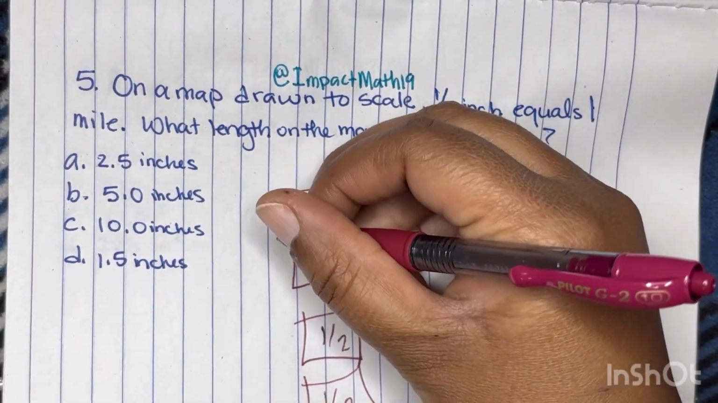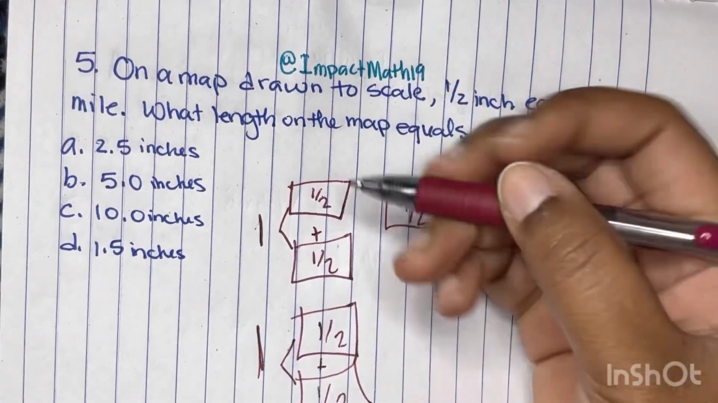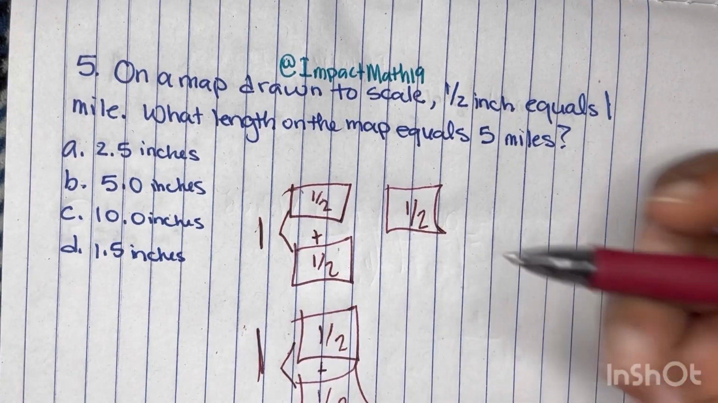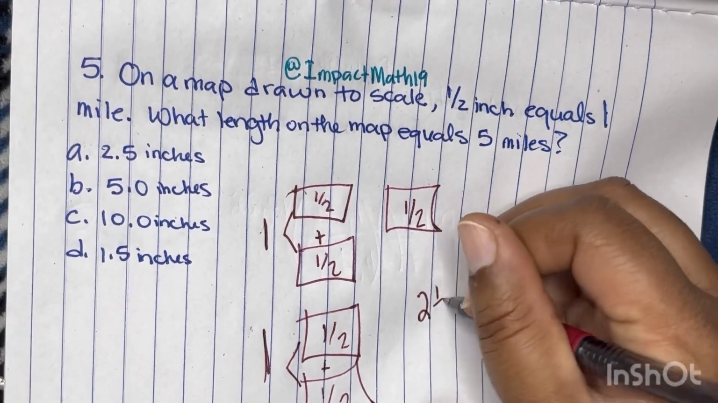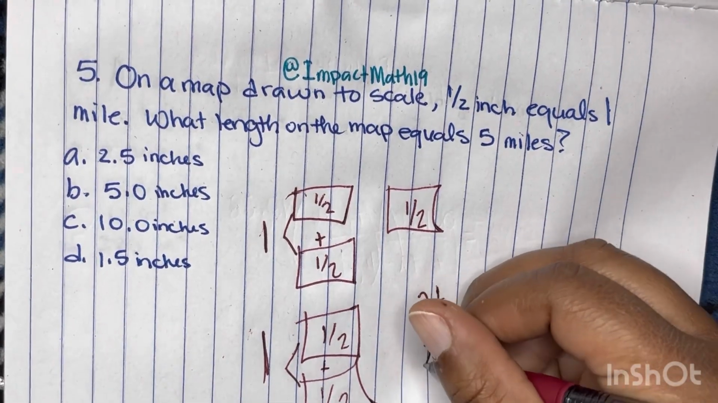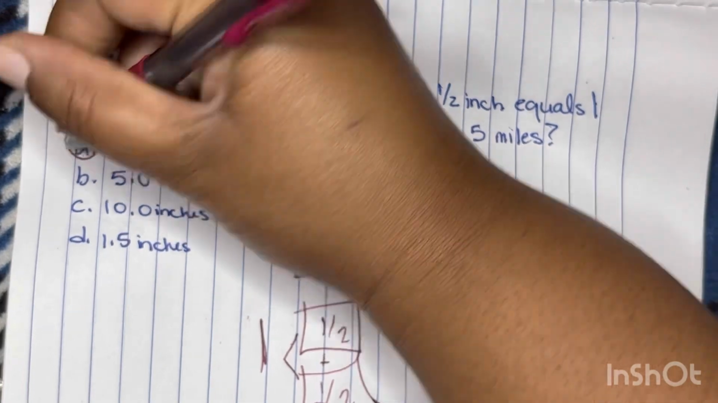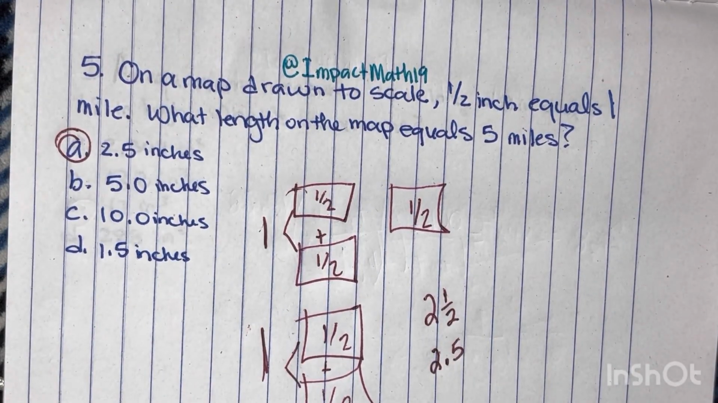So a half plus a half equals 1, and a half plus a half equals 1. So we would be left with 2.5, which in decimal form, remember a half is always 0.5. So it would be 2.5. So A would be our answer.